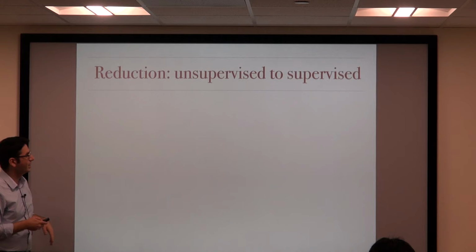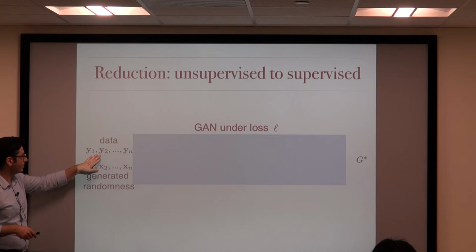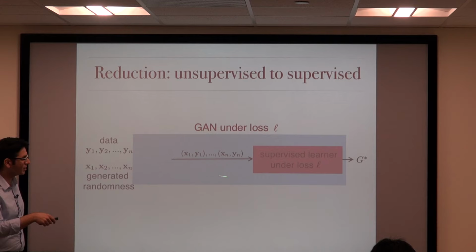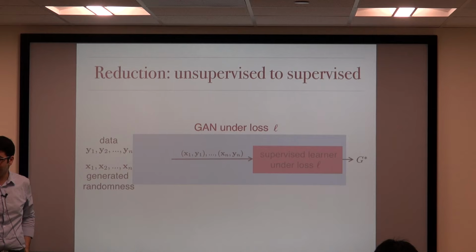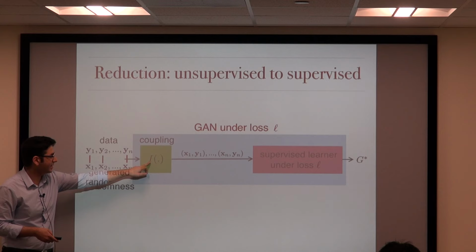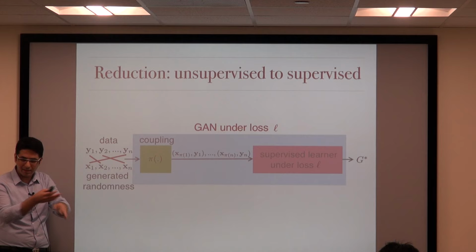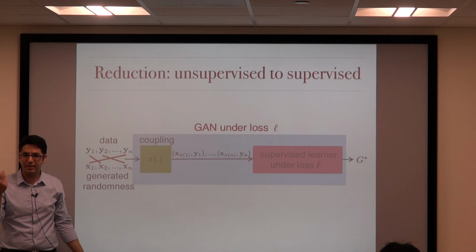Okay, so I pick my favorite loss function. Maybe it depends on the domain I'm designing GANs for. And I have data, right? So no coupling here. But I have this black box for doing supervised learning for me if I knew the coupling between X's and Y's. If I knew it, I could solve the supervised learning problem. So the first thing is to have an identity coupling. I just couple X's to Y's with the same indices, and this is the identity coupling. But I can pick any coupling, so I have more freedom. I can pick even this coupling, and this will be the coupling between X's and Y's, and my supervised learning will use those couplings in order to find a good G.